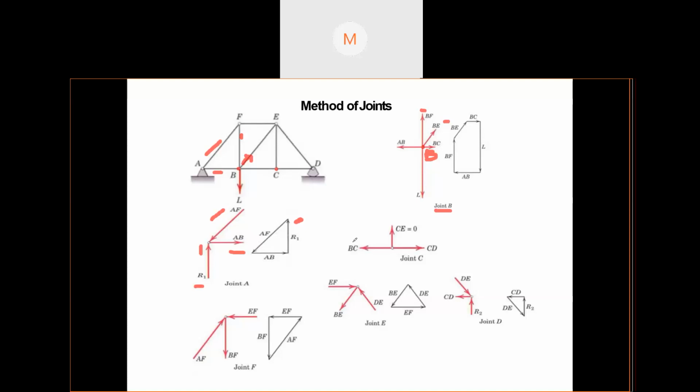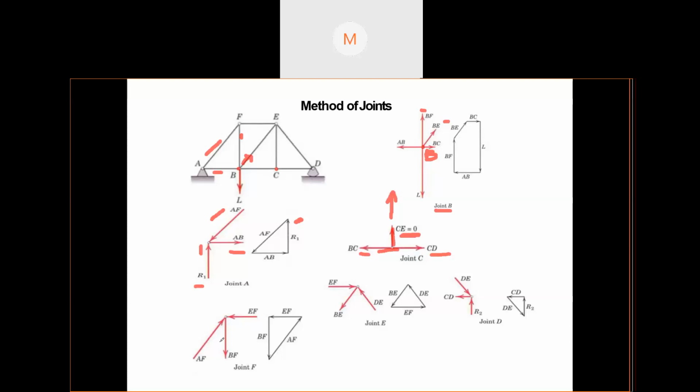Now for the other joints, like joint C, if you see, joint C is horizontal. There is no external force acting downwards. But then we have one perpendicular member here, and two members acting in opposite directions. If you find this kind of figure where there is one member only, no other members acting, and this is perpendicular, then always remember this will be 0.